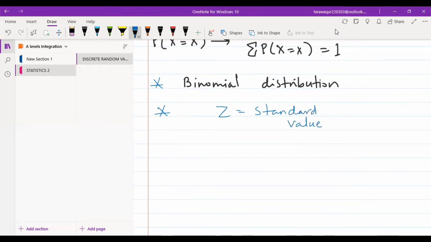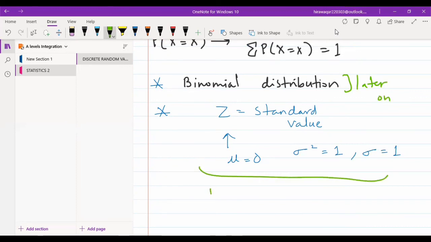If you are receiving any standard value in this, you will ultimately see that the mean would be equal to 0. Sorry, mean would be equal to 1. No, it would be equal to 0. And the variance or standard deviation would be equal to 1. So you can write that if it is normally distributed. We are going to discuss normal distribution later on.